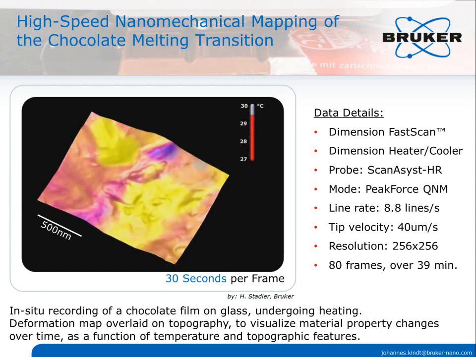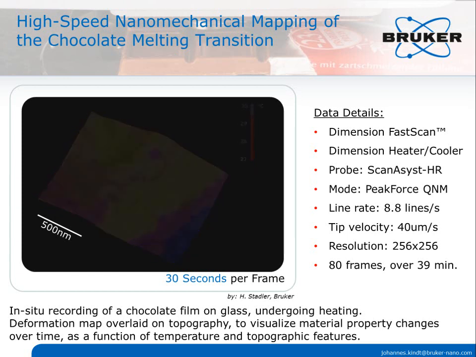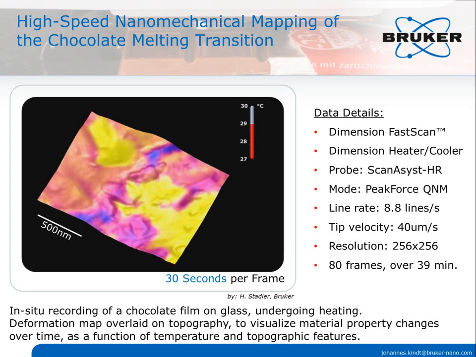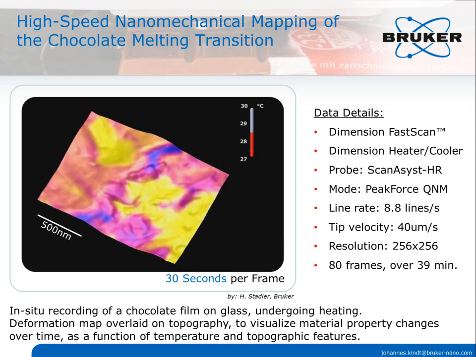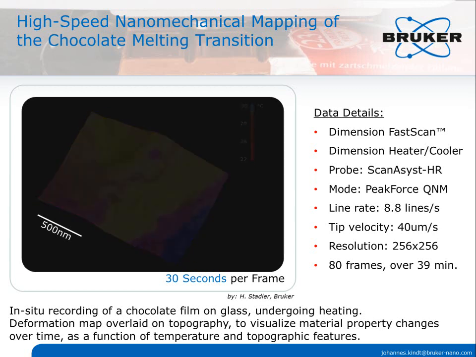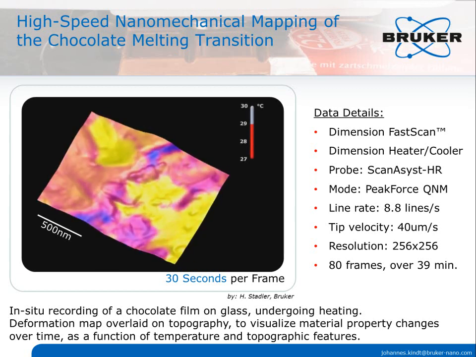To visualize, first the QNM data was blurred in the Y direction to remove the distracting dash appearance of the material channel. Then, in Nanoscope Analysis, the topography data was displayed in 3D, with the material properties overlaid as a color map.